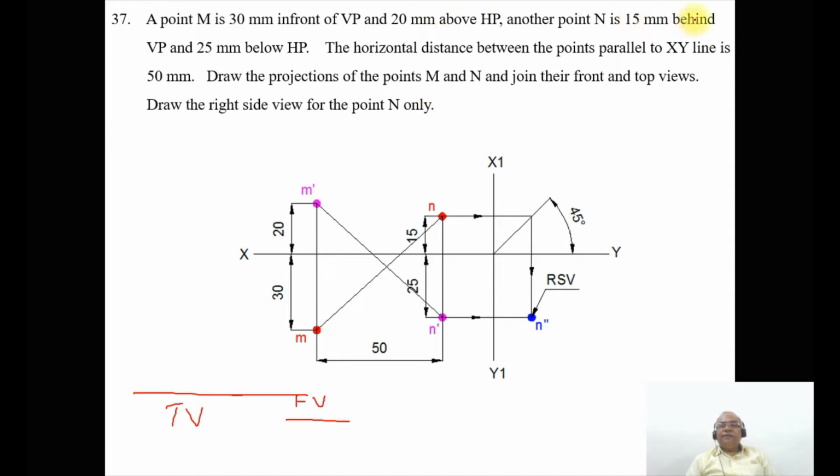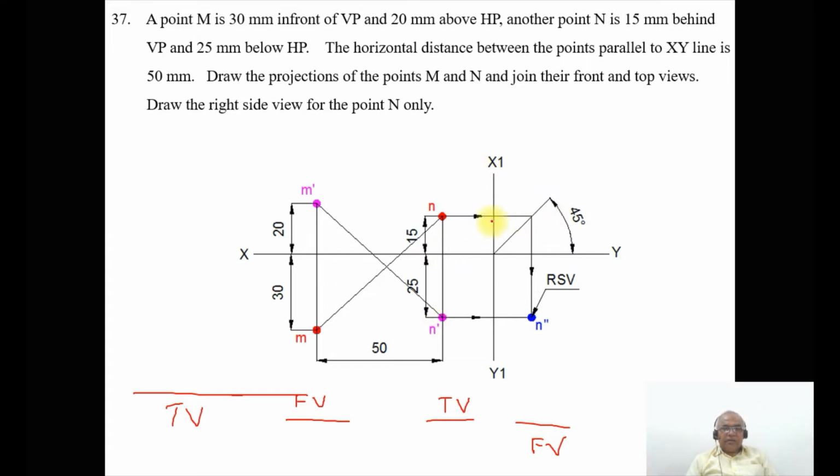Another point N is 15 mm behind VP. Behind VP, obviously the top view will come above XY line. So from here you measure 15 mm and mark this point as N. And 25 mm below HP. Below HP is always in VP, so the front view will always come below XY line. From here you measure 25 mm and you mark this point.